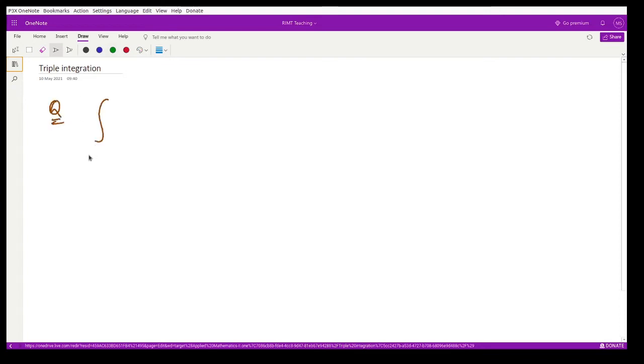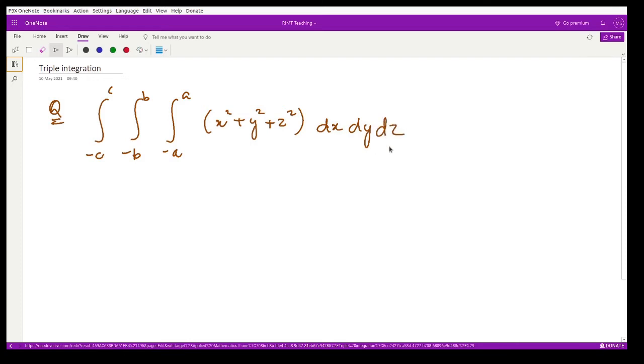You have to integrate from minus c to c, from minus b to b, and from minus a to a of the function x square plus y square plus z square dx, dy, dz. So this question is given to you. You have to solve this one. So how do you start?